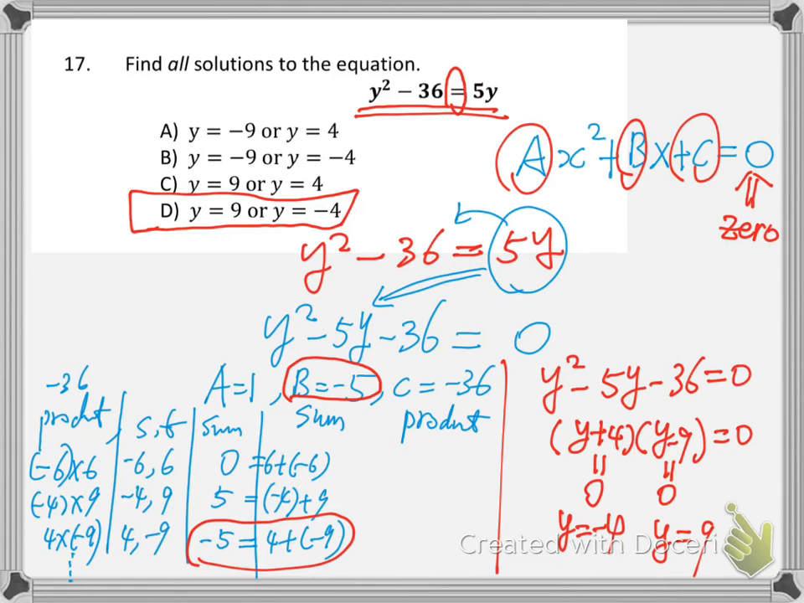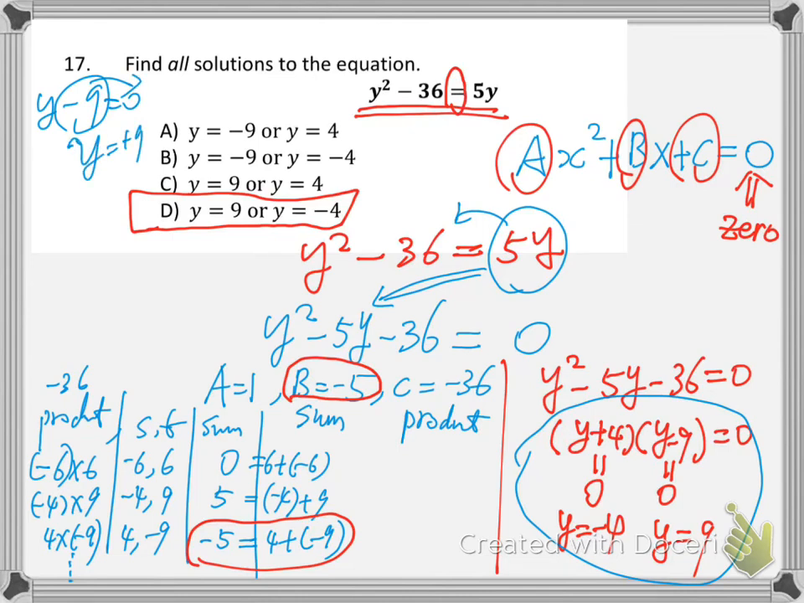Okay, choice D. Okay, so let me repeat the last step a little bit. So we want y minus 9 is 0, so you move 9 to that side, y is positive 9. And we want y plus 4 is 0, so you move it, you got y is negative 4. Okay? So that's our 2 solutions. Solution D, 9 and negative 4.